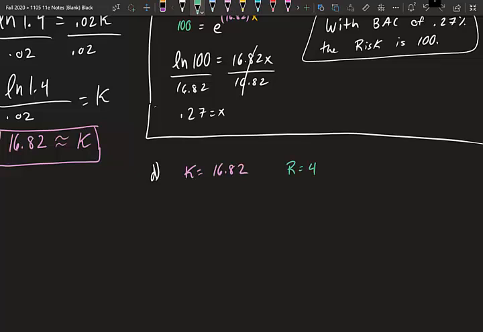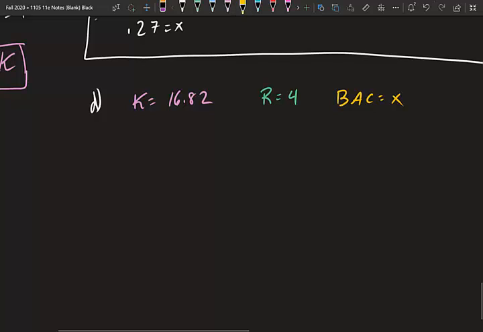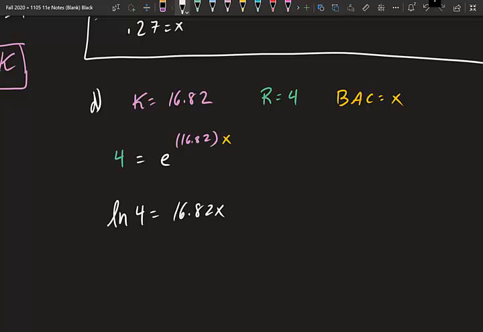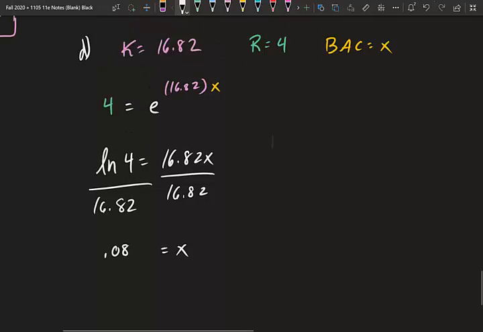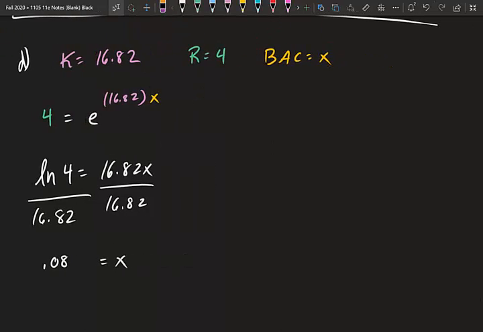We're given the risk is 4, and we want to find the BAC. So let's plug it into our equation. We have r, which is 4, equals e to the power of k, which is 16.82 times x. Just like before, anytime we're trying to solve for a variable with e, we switch this to ln. So we have ln 4 equals 16.82x. We divide to get x by itself, and we get 0.08 equals x. We round to 2 decimal places because they're giving us blood alcohol content to 2 decimal places.